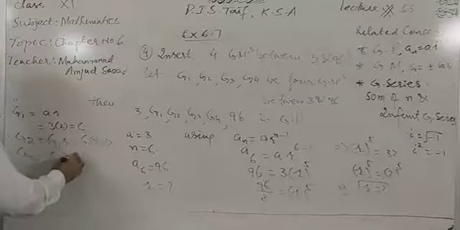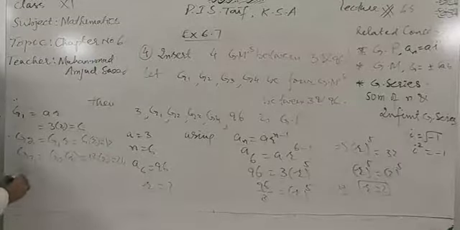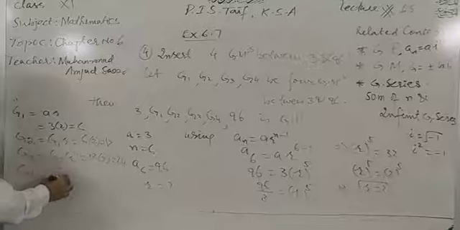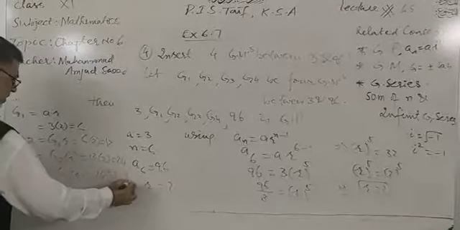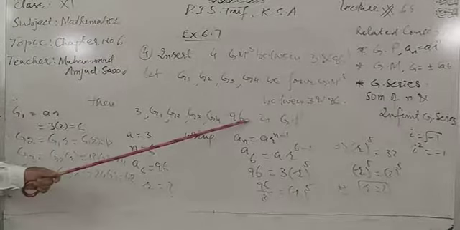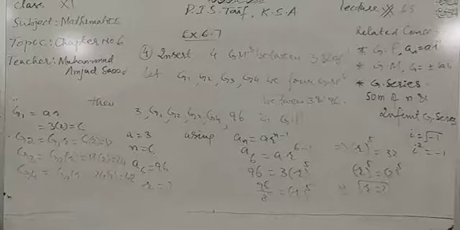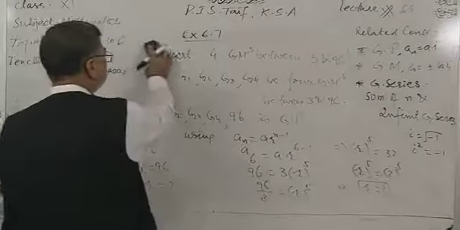G3 is G2 into R, 12 into 2, 24. G4 is G3 into R, 24 into 2, 48. And 48 is multiplied by 2 to get 96. That is your answer. I hope that you understood this question. Dear students, it's an easy question.